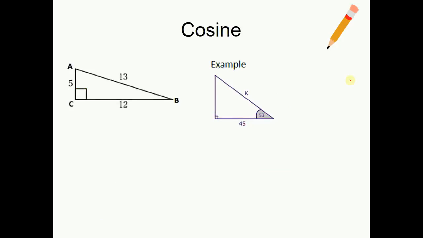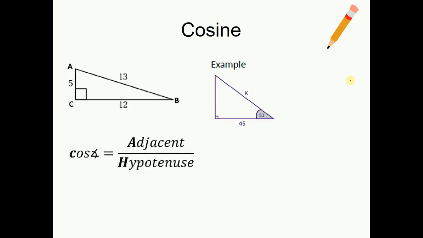Now, let's go down to cosine. So cosine, guys, a good way to remember cosine is the adjacent over the hypotenuse. So not the opposite like sine, but the adjacent. Now, some people remember them as SOH CAH TOA. So SOH and CAH are sine and cosine. Good ways to remember it.